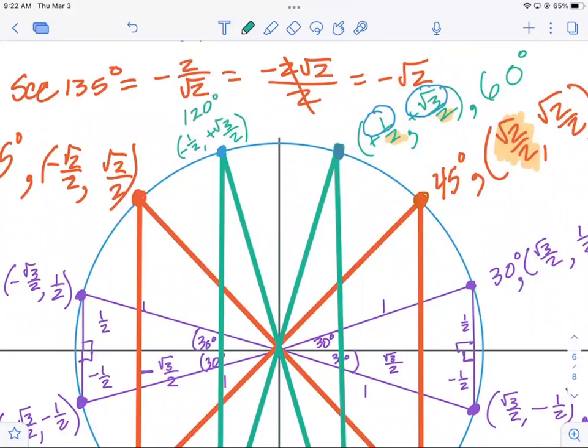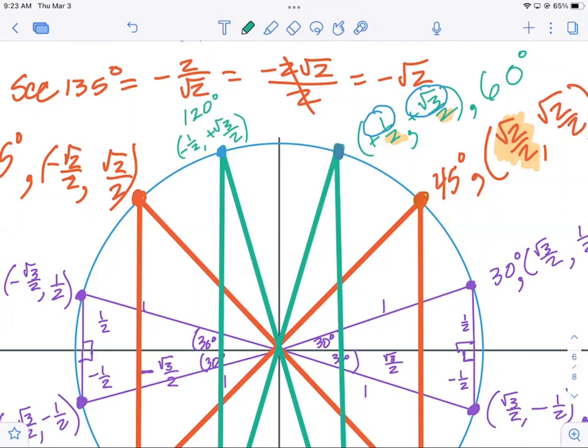120. Good, good. So what is the cosine of 120? Negative 1/2. What is the secant of 120? Negative 2. Very good. What is the sine of 120? Square root of 3 over 2. What is the cosecant of 120? 2 square root of 3 over 3. Flip it, rationalize it. What's the cosecant of 120? 2 square root of 3 over 3. Bam. And now these are easy as well.